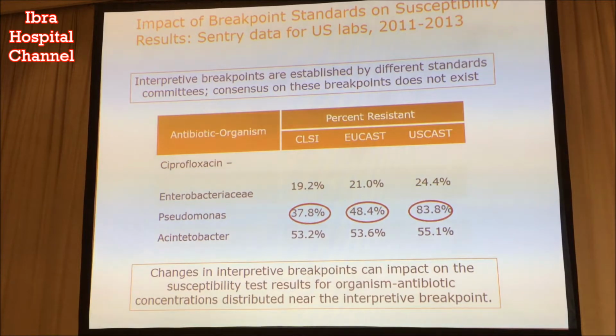An example I'm going to give is with ciprofloxacin, looking just at Pseudomonas. I should step back: here we have a very large number of organisms that were tested against ciprofloxacin, and then the interpretive breakpoints from CLSI, EUCAST, and USCAST were applied. So same organisms, same antibiotic, just different interpretive breakpoints. For CLSI, 37.8% of the organisms were called resistant. For EUCAST, 48% were called resistant. And for USCAST, almost 84% were called resistant. So you literally get different results depending on whose standards you use. Obviously, that's a serious problem in my mind.